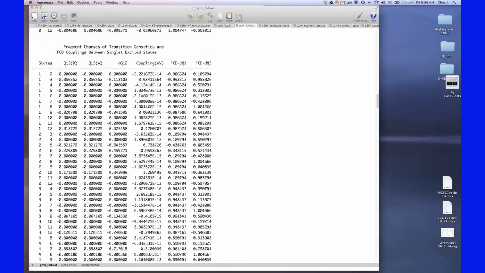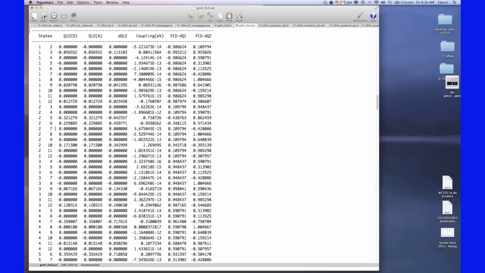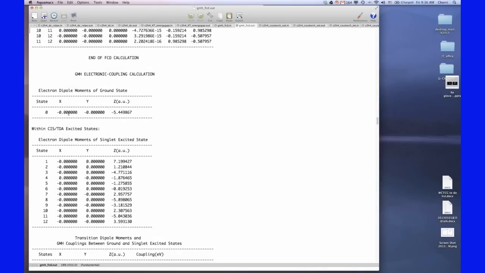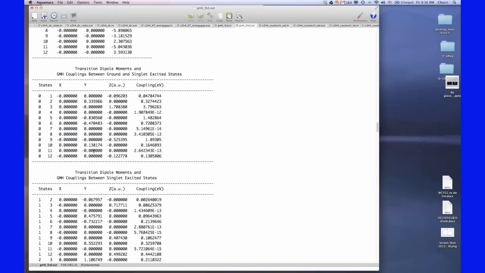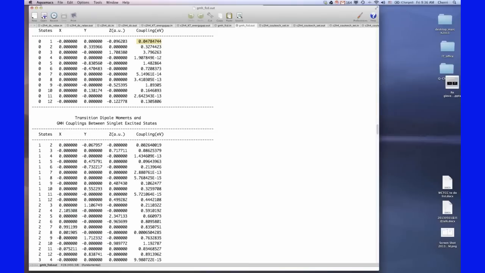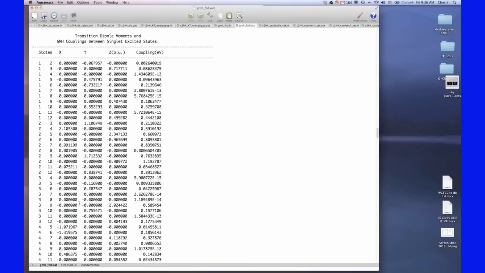If you want to look at excited to excited state coupling, we also give you all the possible combinations here depending on your assignment, which I'm not going to go through. We can do the same thing for GMH, and the result is similar. You have the dipole moment for the ground state and the permanent dipole moment for the excited state. Now we have the transition dipole calculated, and then we calculate the GMH. The coupling value is this one. And you have all other excited state to excited state couplings.